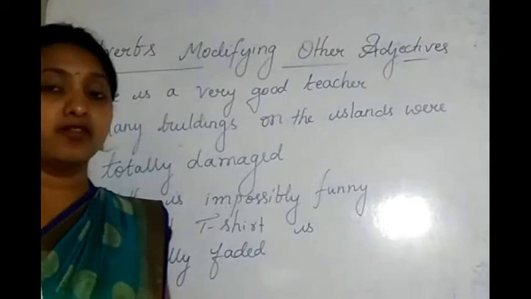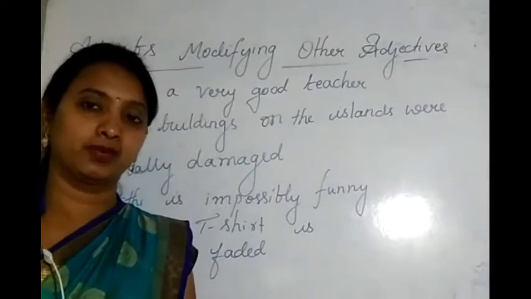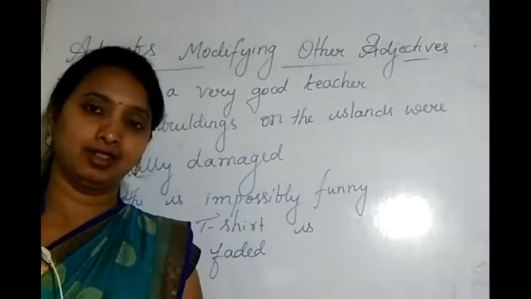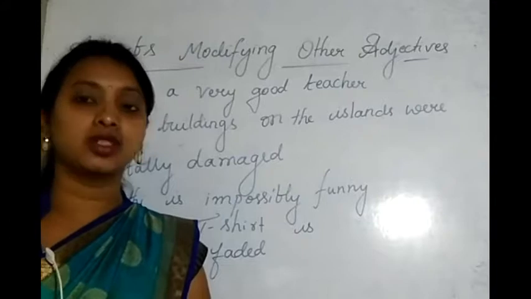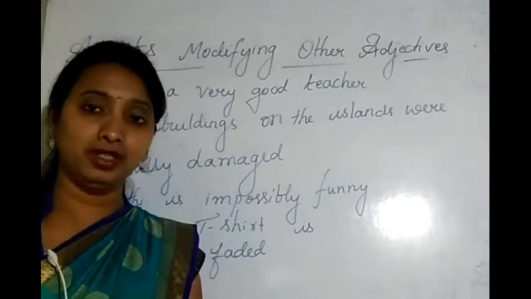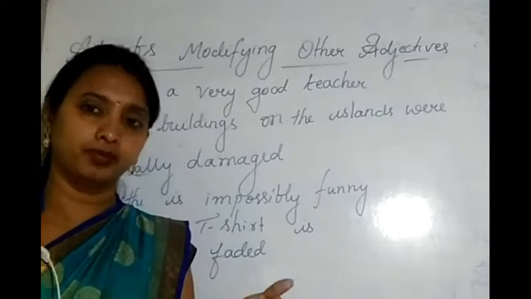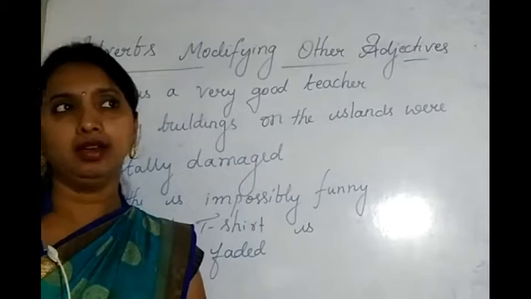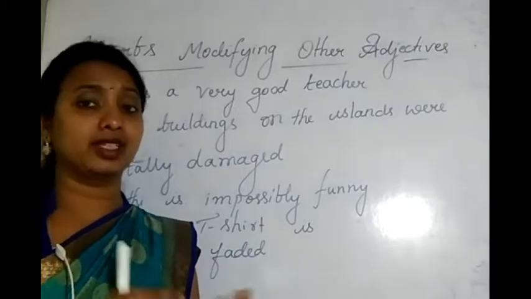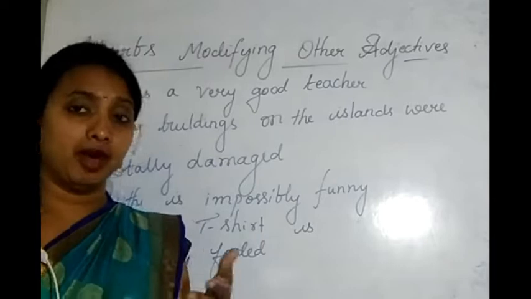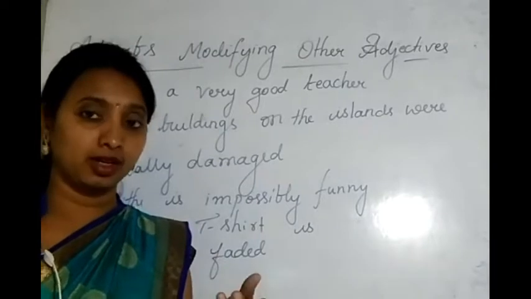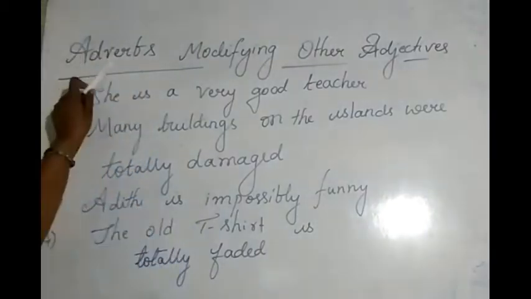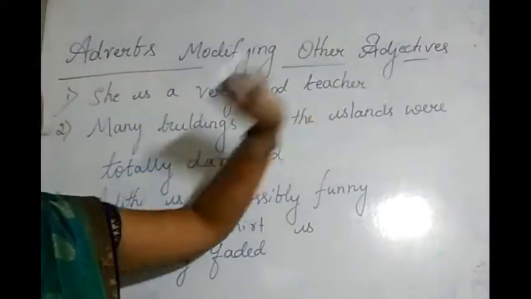To understand this one, first we should know what are adjectives. Do you remember what are adjectives? I had discussed when I discussed parts of speech. Adjectives are the words which describe nouns. Nouns may be a person, place, animal, thing, etc. For example, if I say Rama, I have to describe that person. Rama is handsome. Handsome is an adjective. Now, we are discussing adverbs which modify those adjectives.